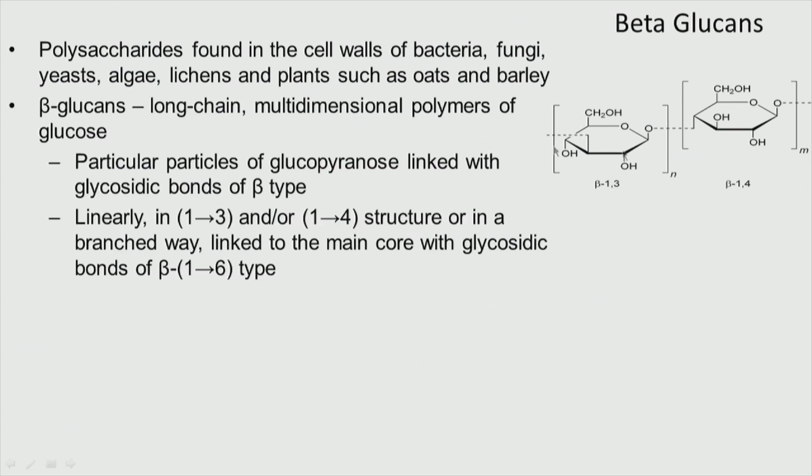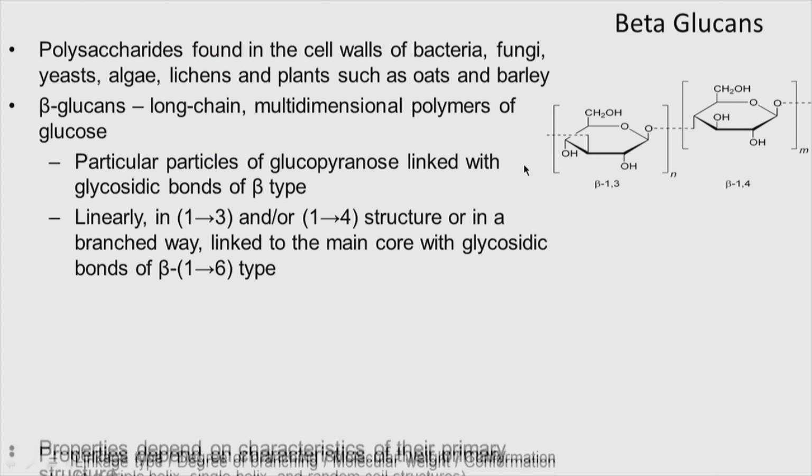These are long chain polymers of glucose, they have this beta linkage. If it is 1,3, it is going to be a very linear 1,3 structure. You can have 1,4, that can lead to branching. You can have beta 1,6 also. So these linear 1,3 glucans can form helical structures, they have gelling properties, and the gelling property can be affected by modifying the temperature.